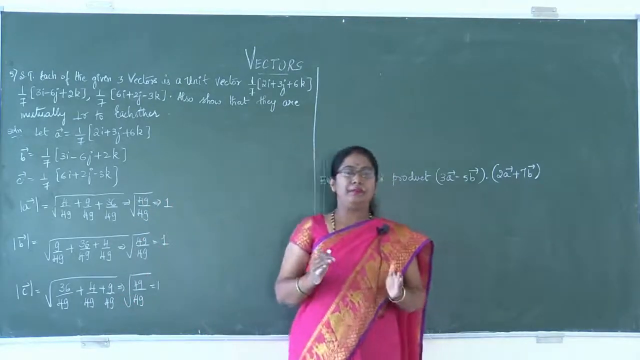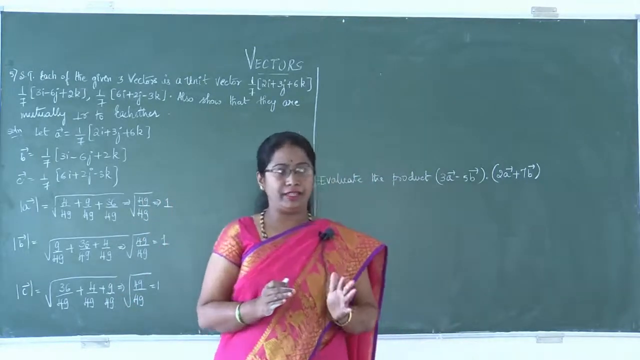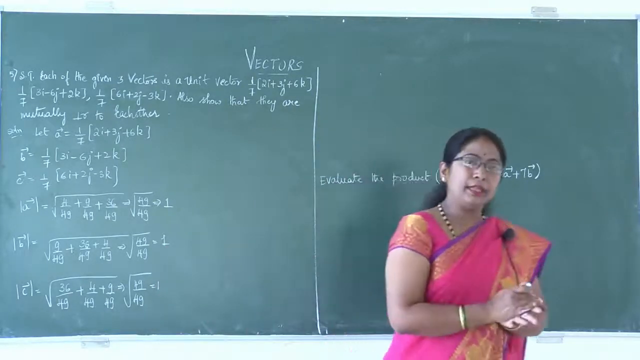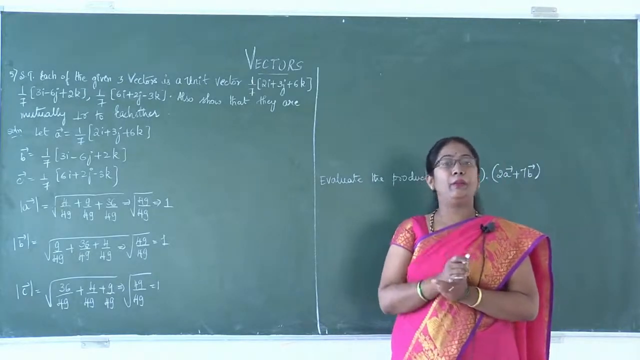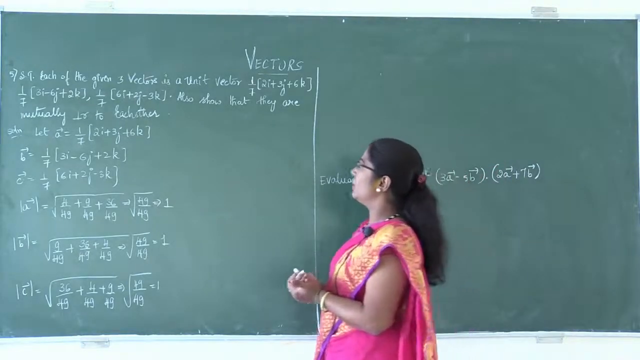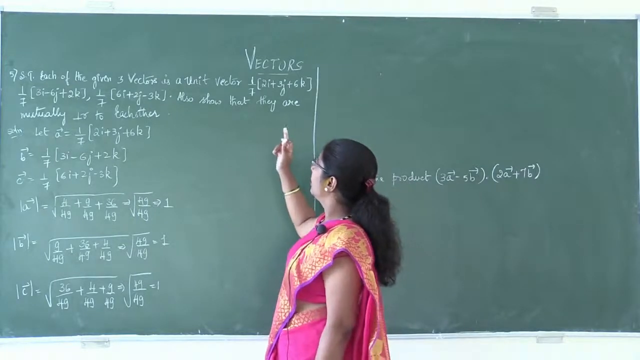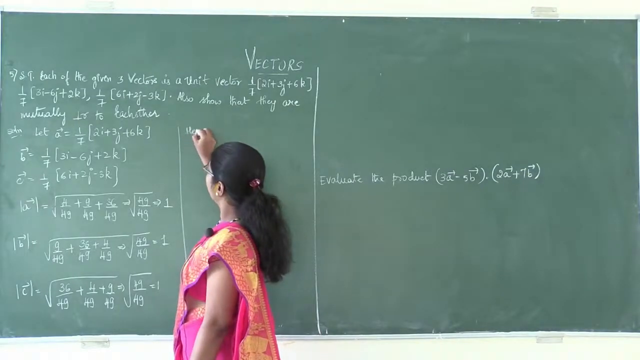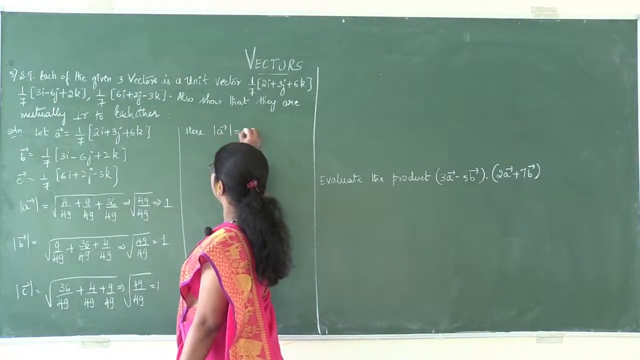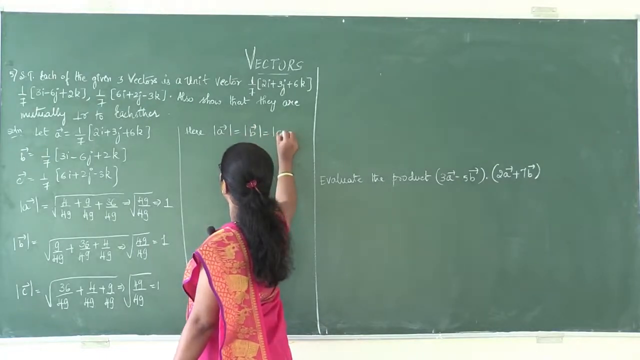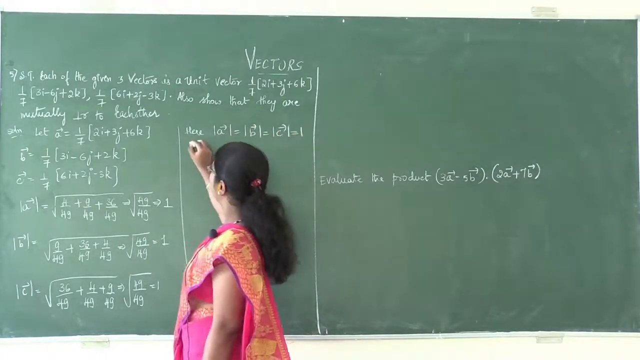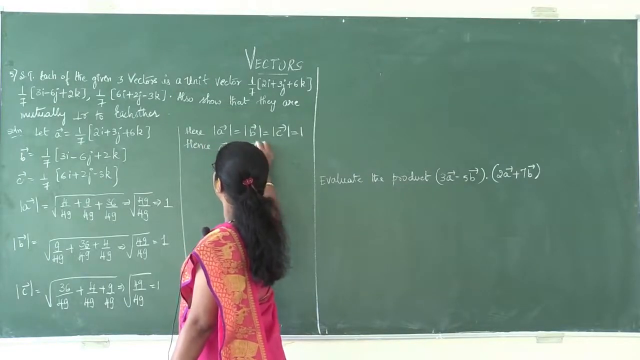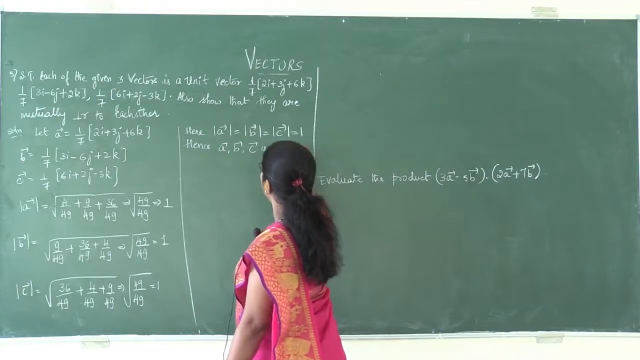When you observe the magnitudes of vector A, vector B and vector C, magnitude of vector A is equal to magnitude of vector B is equal to magnitude of vector C, which is equal to 1. So with this we can come to a conclusion. The given 3 vectors are unit vectors. Hence, vector A, vector B and vector C are unit vectors.